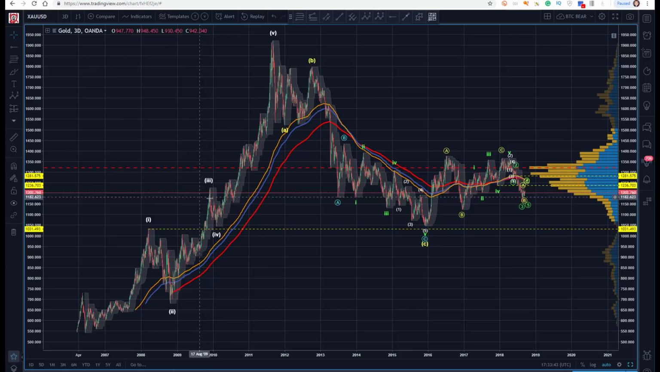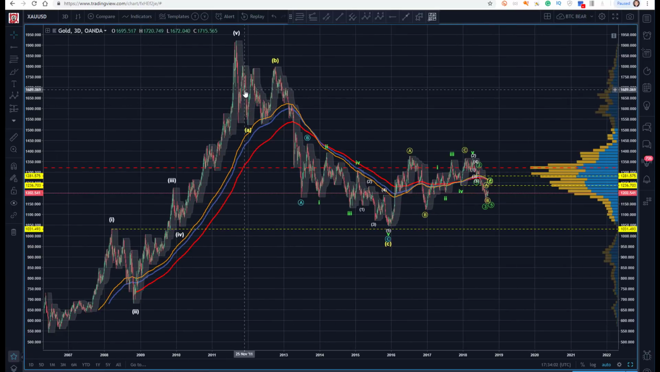This could probably be counted a couple of different ways. I checked, this is longer than our one. But we get a clean impulsive structure up here, and then we come down. You can see here, that's why I like the longer term. You can see the wave count so clearly here.